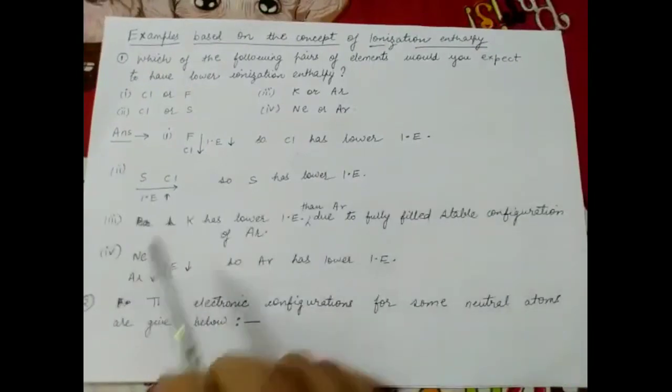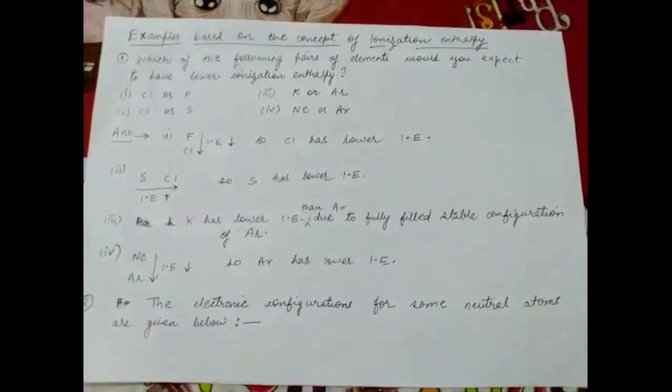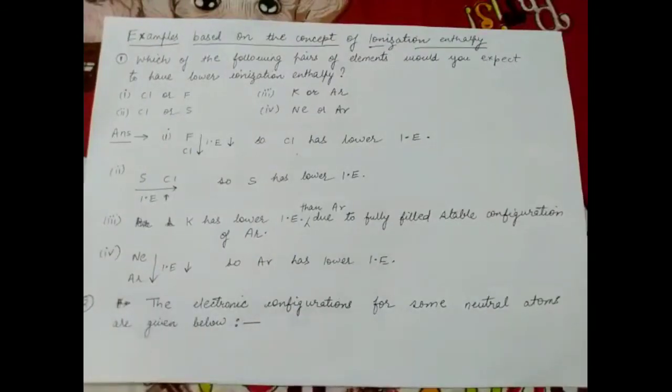Now the fourth is neon and argon. You see helium, neon, argon, so they are in a group. Neon and argon are placed like this. Down the group, ionization enthalpy decreases. So which has lower ionization enthalpy? The answer is argon. Now what is the meaning of lower ionization enthalpy? That if I want to remove the electron, I have to supply less energy. Is this clear? So this is my first example.